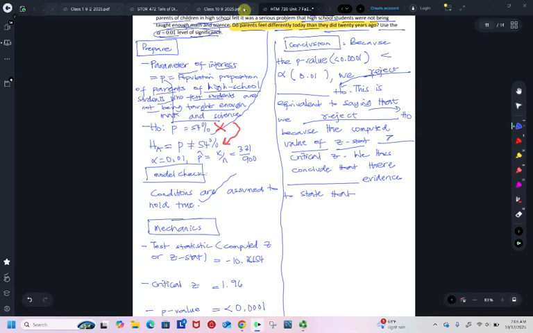So we thus conclude that there is sufficient evidence to state that P is what? Not equal to 54%, or that parents feel differently today than they did 20 years ago when it used to be 54%. So we have sufficient data to indicate that parents feel differently today than they did 20 years ago.